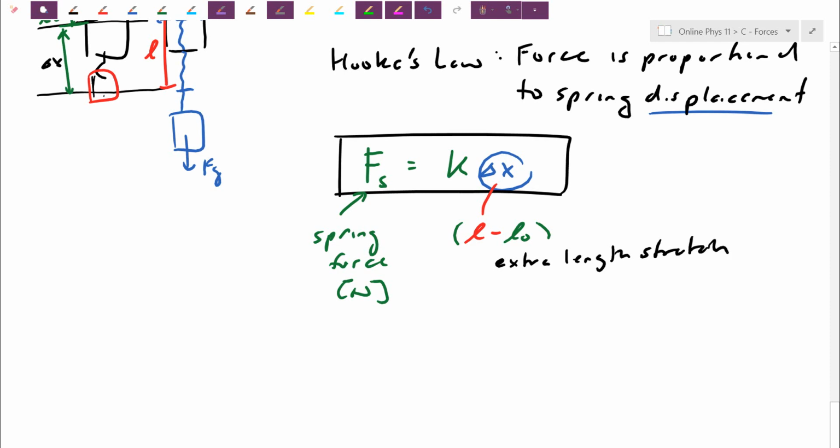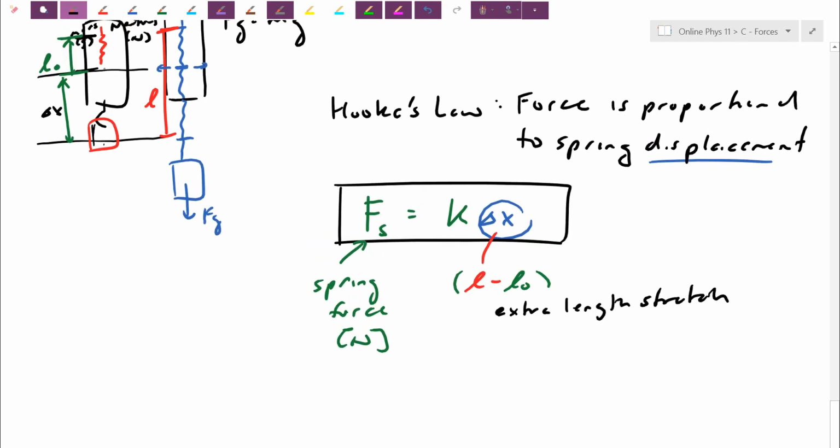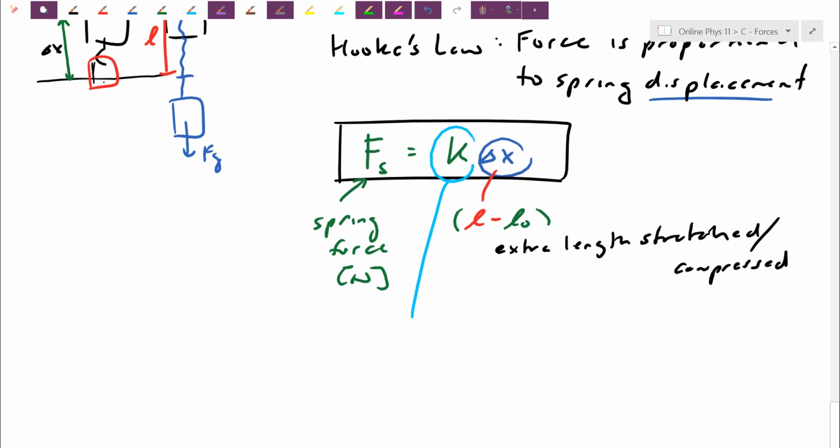So it's pulled farther than it wants to be. It could also be that I push the slinky tighter than it wants to be. It always is going to go against me. It's going to try to restore its original length. So extra length, it's stretched out, or the extra length that is compressed. Both are fine. And I'm going to give a special name to this proportionality constant. We can just call this the spring constant. It's a constant that describes my slinky.